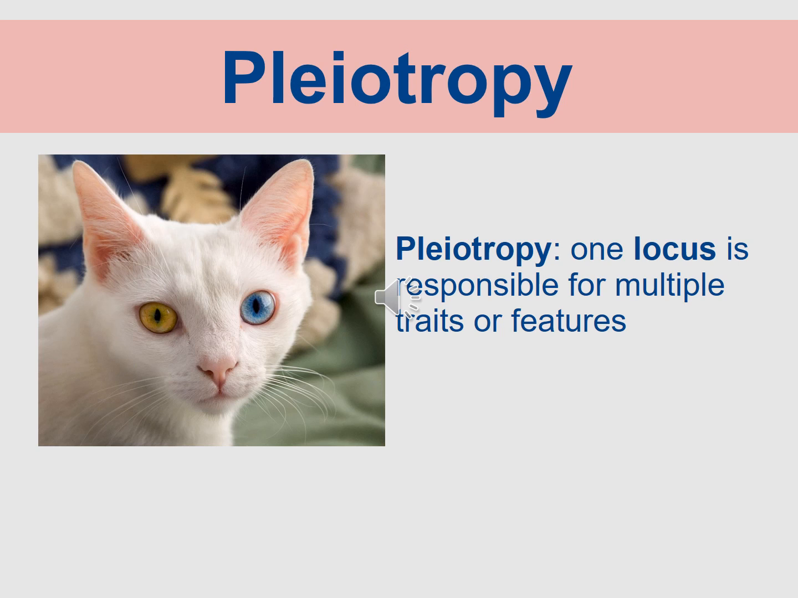If they have one brown eye or yellow eye and one blue eye like this, usually this cat can only hear in its right ear and is deaf in its left. So you may even have expression on different sides of the body.